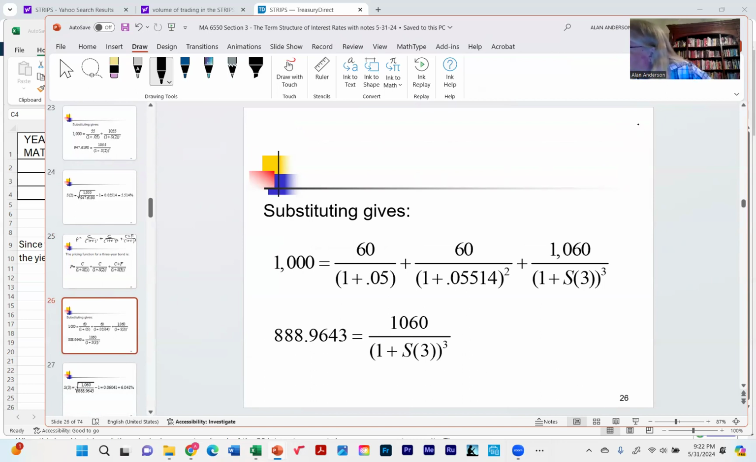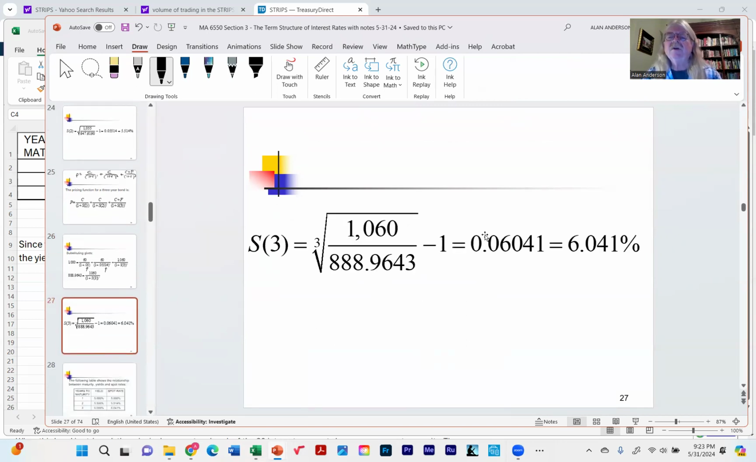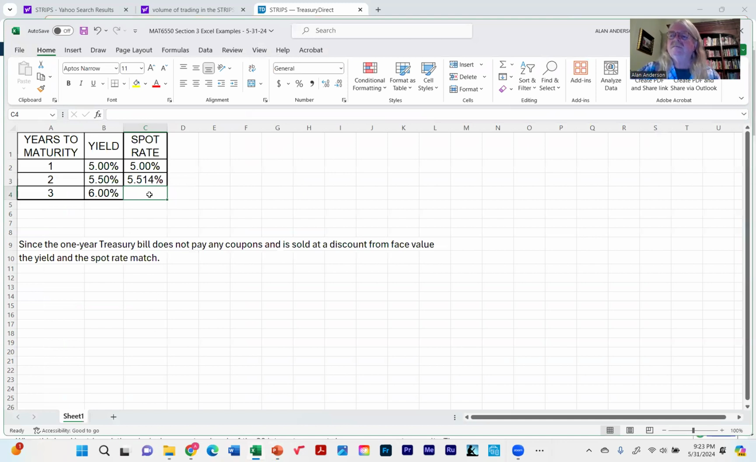We calculated these two previously, and so all that's missing is S3. So now we just do a little algebra and we can solve for S3. 6.041%. Interesting.